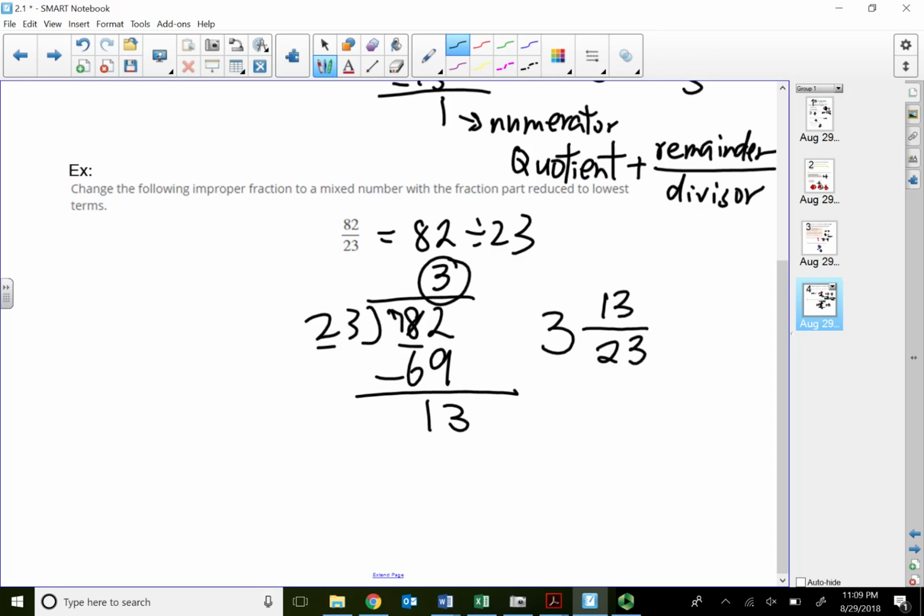All right, so that's a quick review on conversion between mixed numbers and improper fractions.